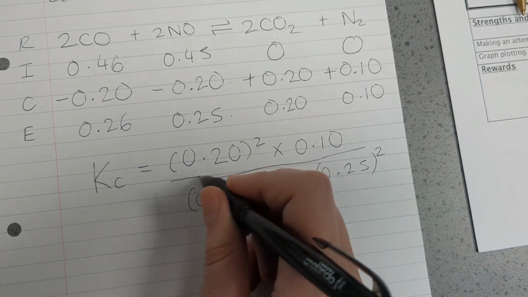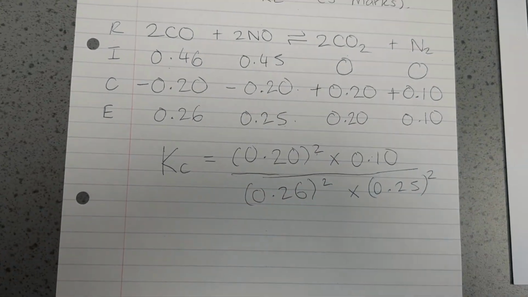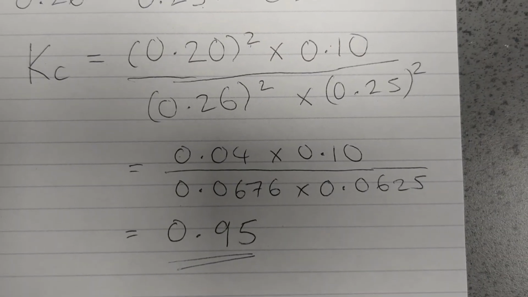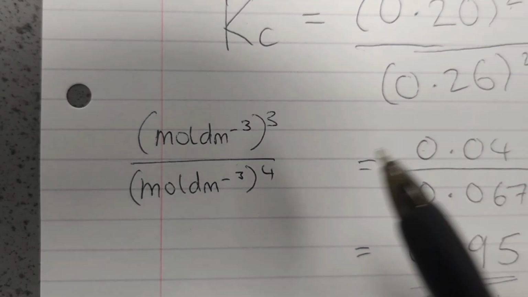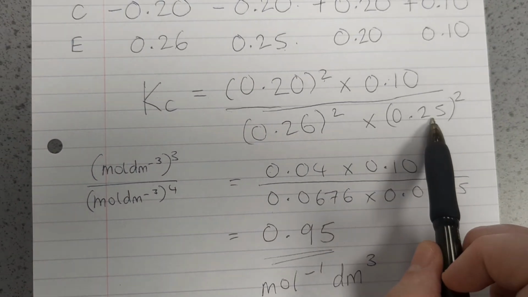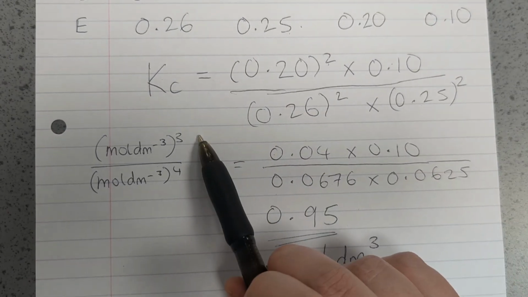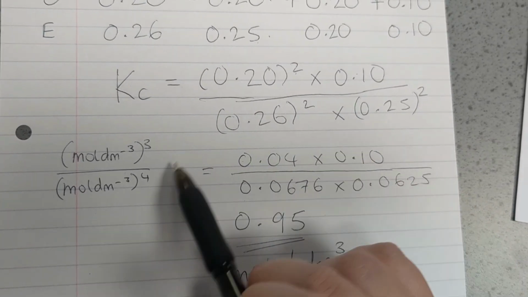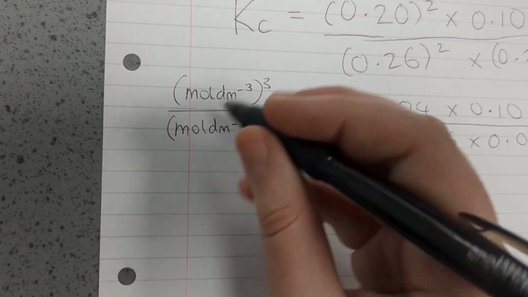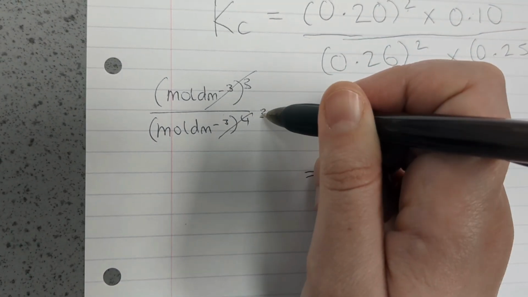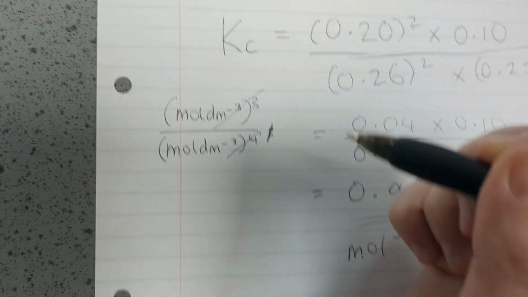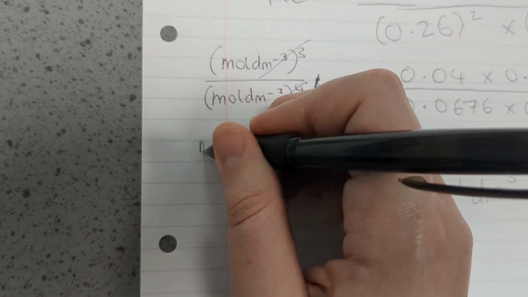Now let's work out a value for Kc, 0.95 to two significant figures. So to work out units, I've collected them together. We've got one more concentration term on the bottom compared to the top. So we've got 3 on the top, 4 on the bottom. That means we end up with this cancelling with 3 of those, which leaves us 1 concentration term on the bottom left over.